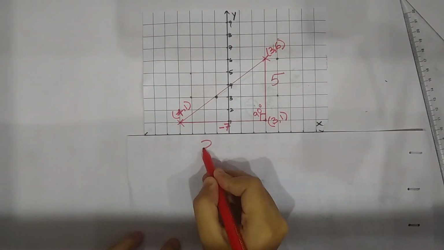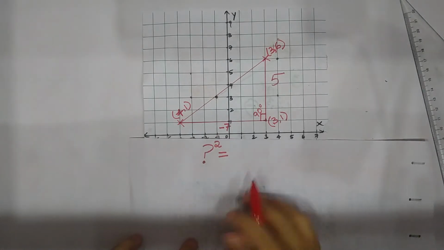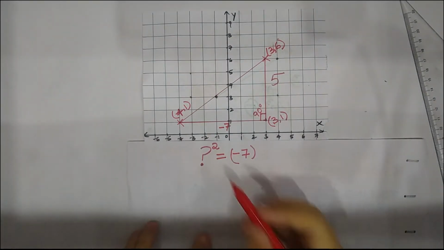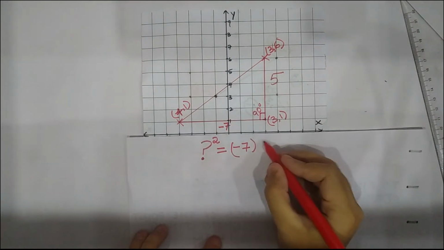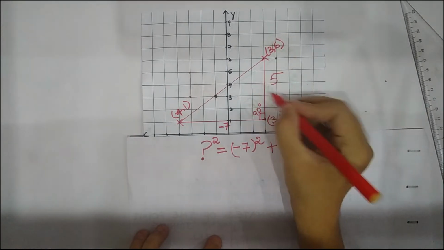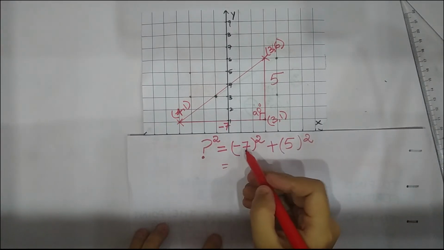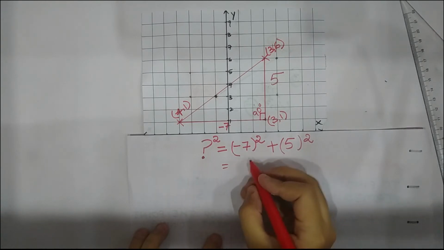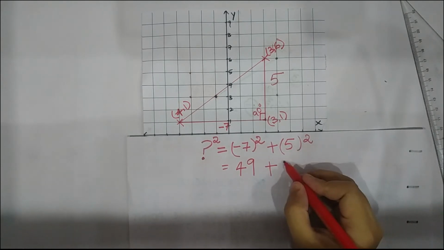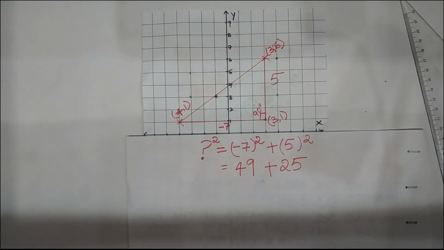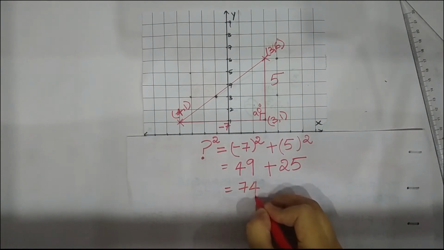So the hypotenuse that we're trying to identify, question mark squared actually, is equal to, we have minus 7 as one of our sides, so minus 7 squared plus 5 as the other side, so 5 squared. So what is minus 7 squared? It is the same as positive 7 squared. So 7 squared is 49 plus 5 squared is 25. Now adding these two, we get 74.